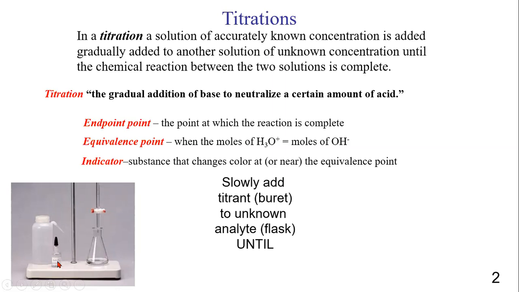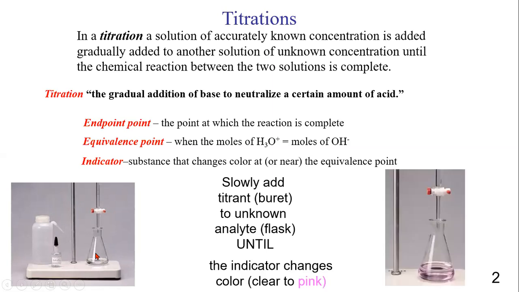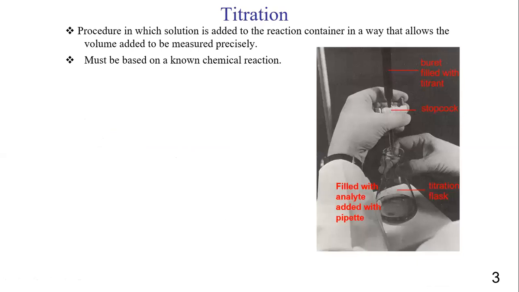And I usually also need a few drops of an indicator, and a water bottle, such that every time I do the addition, I do a little bit of washing. Now I keep adding the titrant to the analyte until the indicator changes color. Upon the change in color, that tells me that I have reached my equivalence point, where the moles of H3O+ equal the moles of OH-.